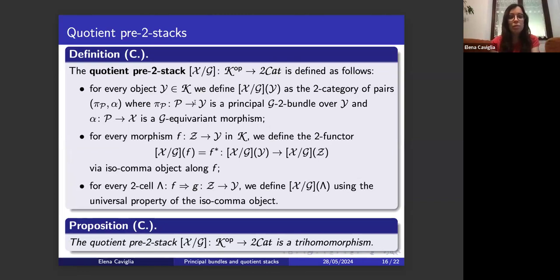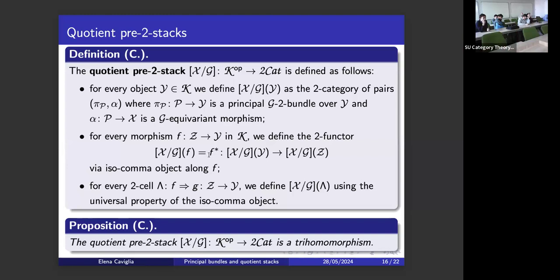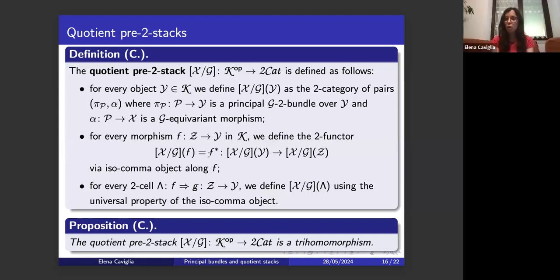So an object gets sent to the two category of principal G2 bundles over it, equipped with a morphism to the fixed object X. And then for every morphism F, the action on the morphism is defined this time via isocomma object. And since the isocomma object also has a two-dimensional universal property, this allows us to define the image of a two cell as well. And this object, again, is well defined, and one can prove that it is a three homomorphism. There is a bit of work to be done, but everything works.